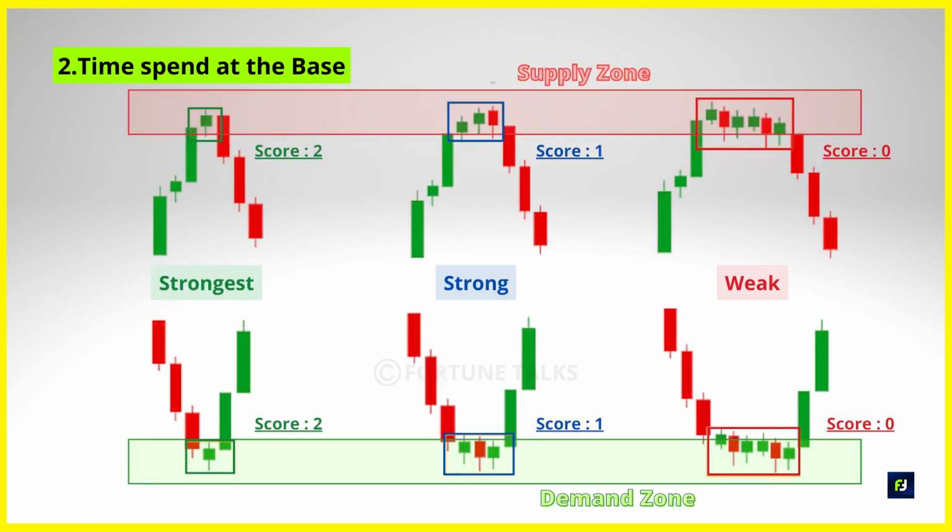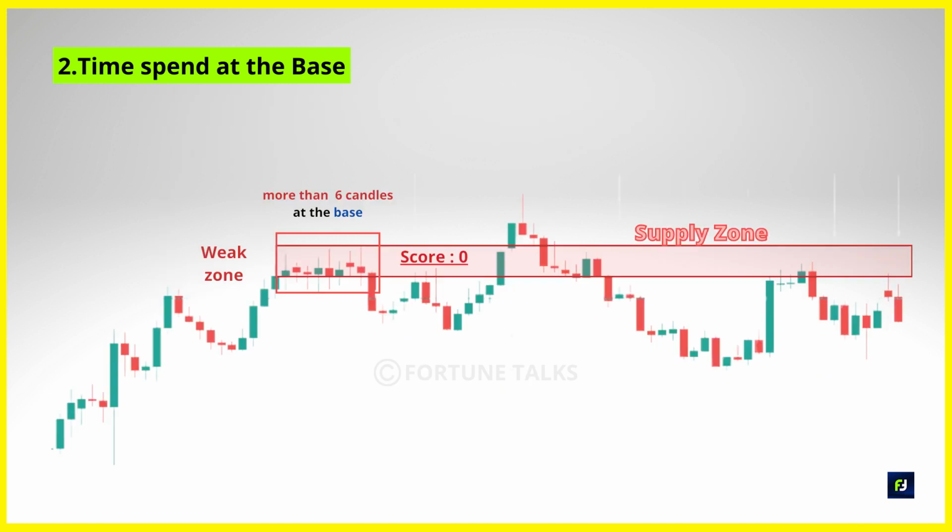Now another thing to consider while analyzing your basing candles is the tails of the wicks. Basing candles with long wicks or tails are a sign of a weak zone. So in this example, the price spent too much time at the base creating more than 6 candles. This is a weak zone because the price did react but failed to move higher and finally it went through the zone to look for another demand imbalance. Now the score for this demand zone is therefore 0.